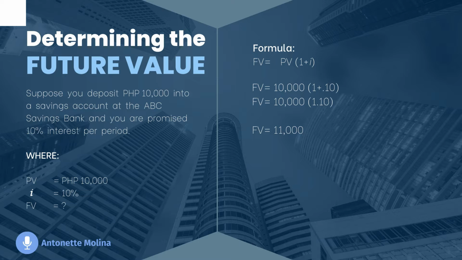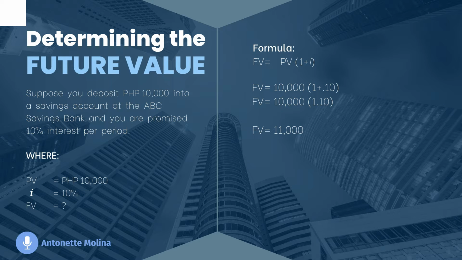interest per period. So let's get the needed data. First, the present value, which is 10,000 pesos. The interest rate is 10%. However, future value is unknown. So to get the future value, we have the formula: future value is equal to present value, open parenthesis, 1 plus interest, close parenthesis.